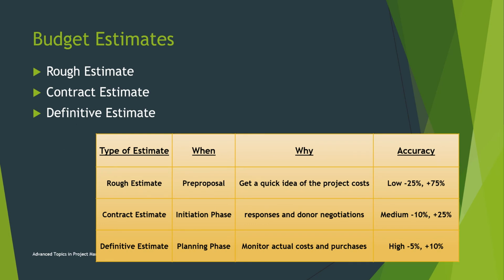Budget estimates. So we will make three estimates: a rough estimate, a contract estimate, and a definitive estimate. The rough estimate will be made during the pre-proposal stage of the project, so the accuracy is low. Then contract estimates during the initiation phase, and it is medium. And definitive estimates during the planning phase, it is high, minus 5% to 10%.